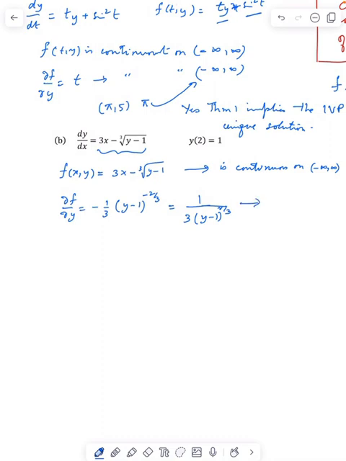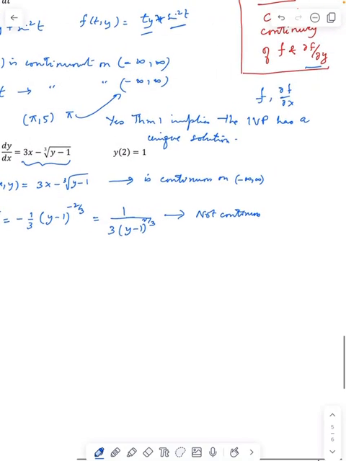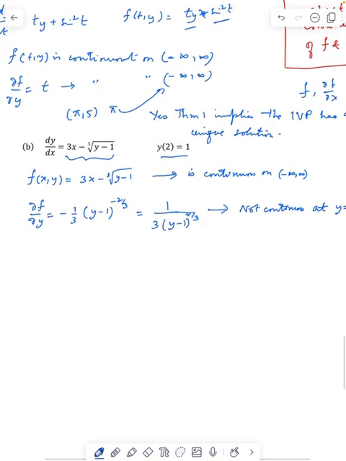So this one is not continuous at y is equal to 1. And our point, note here, the given point is 2, 1. So the condition is that y of 2 is equal to 1, but y cannot equal 1. So therefore theorem 1 does not apply. So we cannot apply theorem 1.